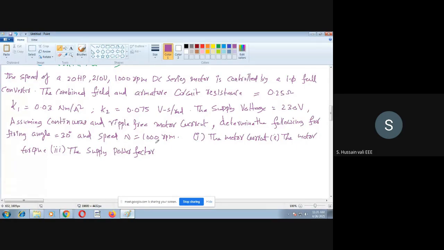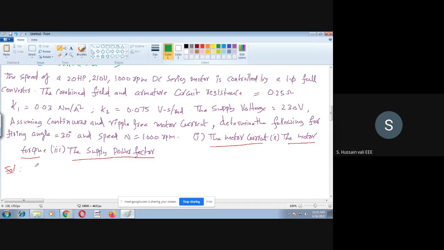So he said it is a DC series motor. Always remember that to solve the problem, first you see what he's asking. He's asking motor current, motor torque, then the supply power factor. We'll follow the same procedure. First of all, where can I find the motor current? IA. So we need some equation for IA, which we got in the case of the motor.